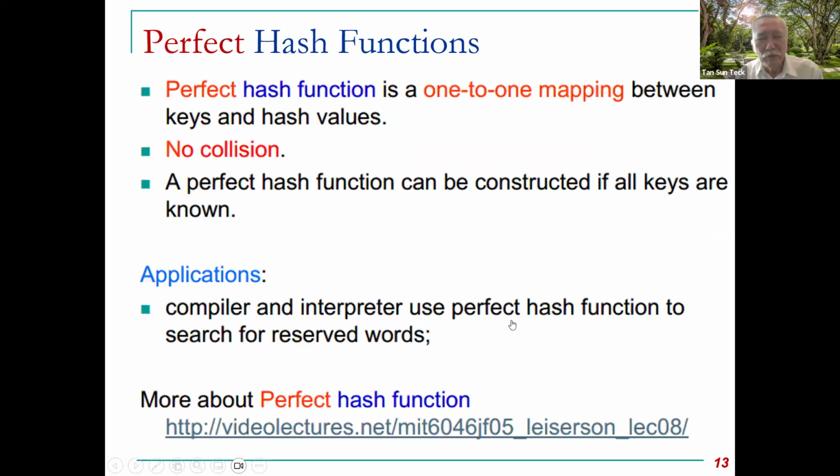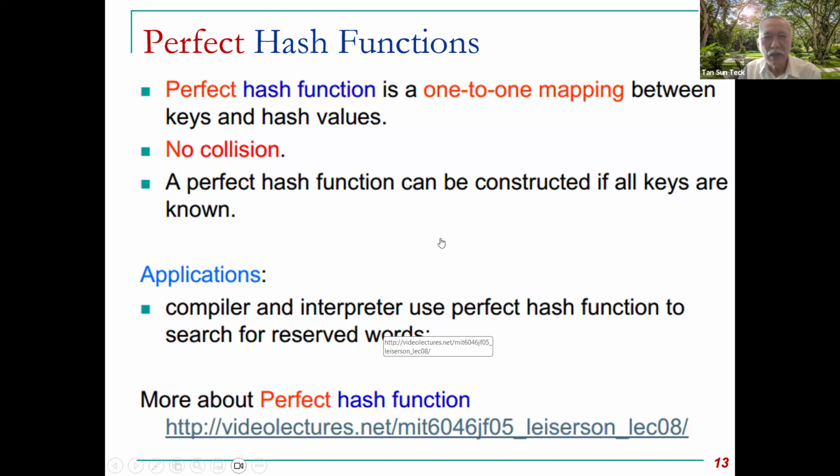If we want to resolve collisions and we have a way to find the perfect hash function, that would be the best, because a perfect hash function is a one-to-one mapping between keys and hash values, and there will be no collision. For example, just now we said a direct addressing table is actually a perfect hash function because it will not have any collision, as we are simply using the key as the index to the table.